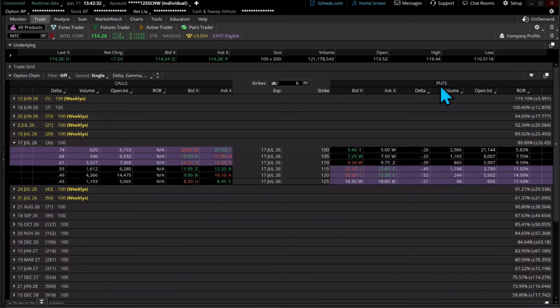Now with puts, you can buy them or sell them. Okay? Calls, you could buy them or sell them. Or try to. We know if you buy a long call, you're a bullish investor. You think the stock's going to go up. If you sell the put, okay, that's a bullish trade.